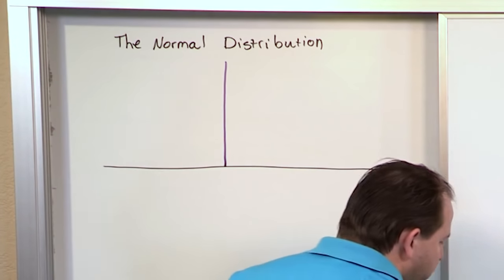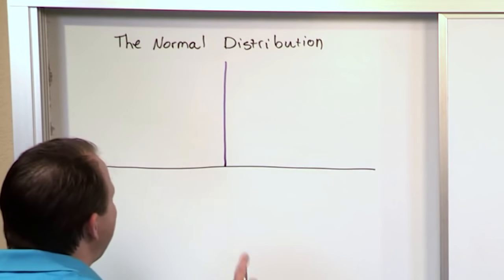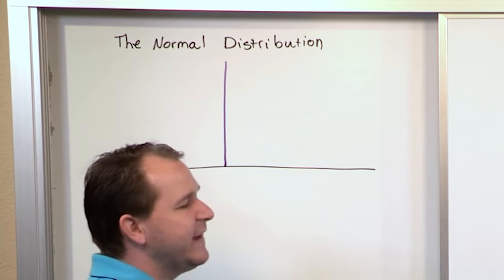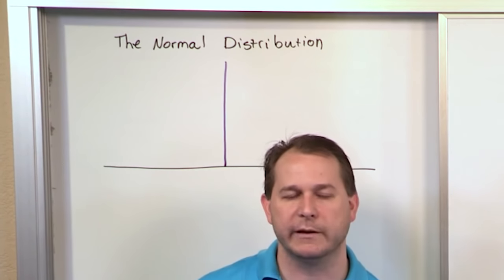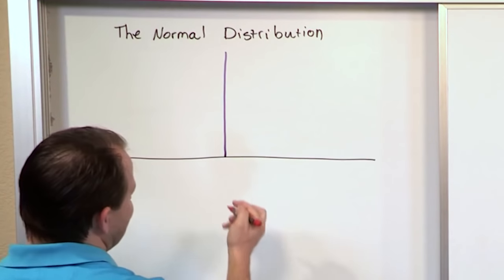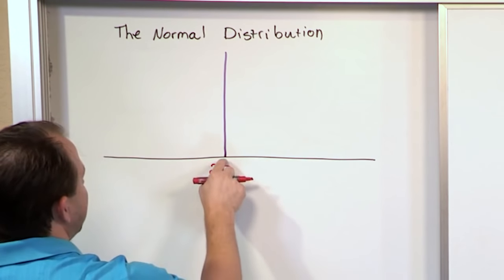Now for our watermelon, we're going to say that the average length, if we took a sample of a million watermelons, million perfectly ripe, farm fresh watermelons, let's just say the average of the length is 20 inches. 20 inches. So we'll put that there because it's 20 inches.